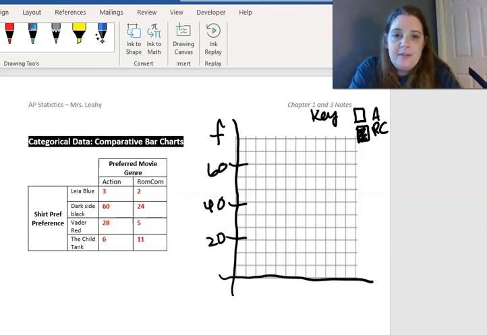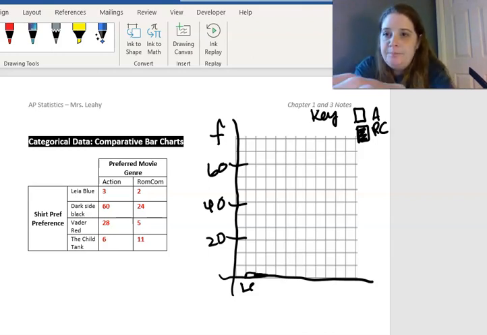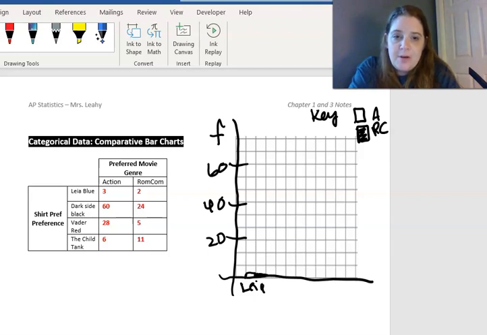So I'm going to start off with the Leia shirt, and it says that you had 3 action and 2 romantic comedy. So that's going to be very little small bars right here, not very many. Okay, oh, I spelled it wrong, started to write my own last name. There we go. There is the Leia shirt. I'm going to go ahead and skip a couple bars here. We've got the dark side shirt.